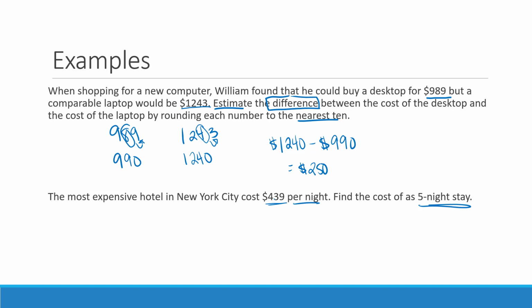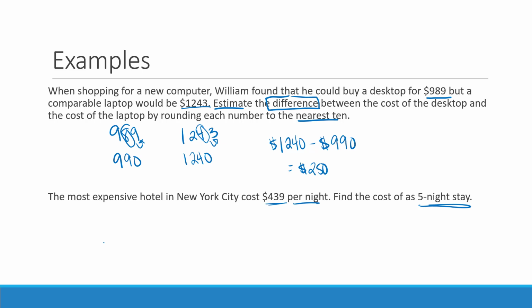Now, $439 per night for 5 nights. You have really 2 options here. That means I could add $439 5 times. So 439 plus 439 plus 439 plus 439 plus 439. Anytime though you have repeated addition, so that means something that is repeating over and over again.